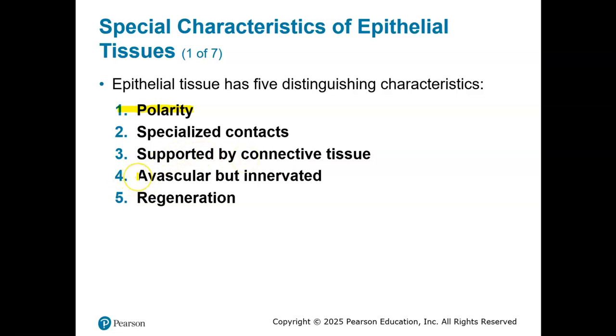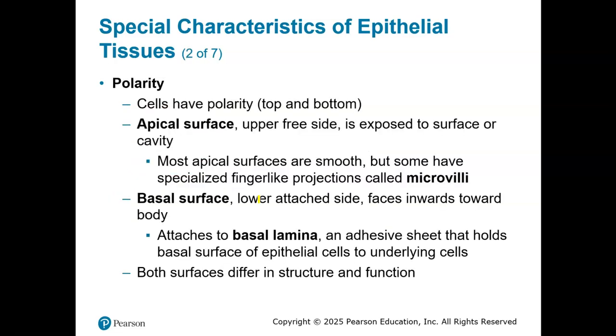And then epithelial tissue is avascular, but it is innervated. In other words, it is attached to a nerve. It does receive nerve impulses from the nervous system, but avascular meaning that there's no blood vessels directly in epithelial tissue. Now, blood vessels can come all the way up to the edge of the epithelial tissue, but there's none actually in the tissue. And then regeneration, that epithelial tissue, of course, we know this because we know that we're constantly shedding skin cells and replacing them.